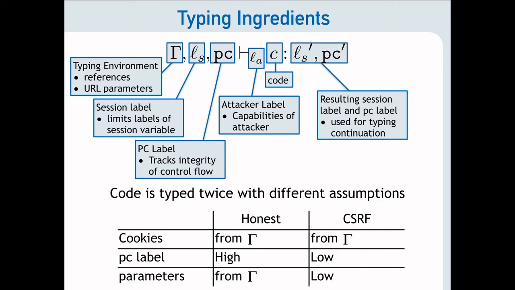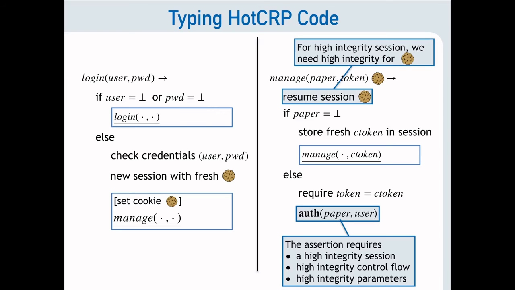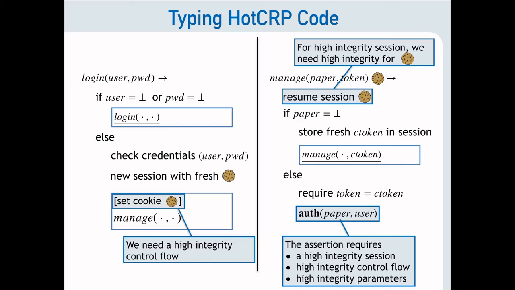With this information, we can now revisit the example and try to type check it. To type check our security assertion, we require a high integrity session, high integrity control flow, and high integrity parameters. So if we look at the session here, this has to be high integrity. So we also need a high integrity session cookie. However, if we look at the login endpoint where the cookie is set, so to set this high integrity cookie, we need a high integrity control flow.